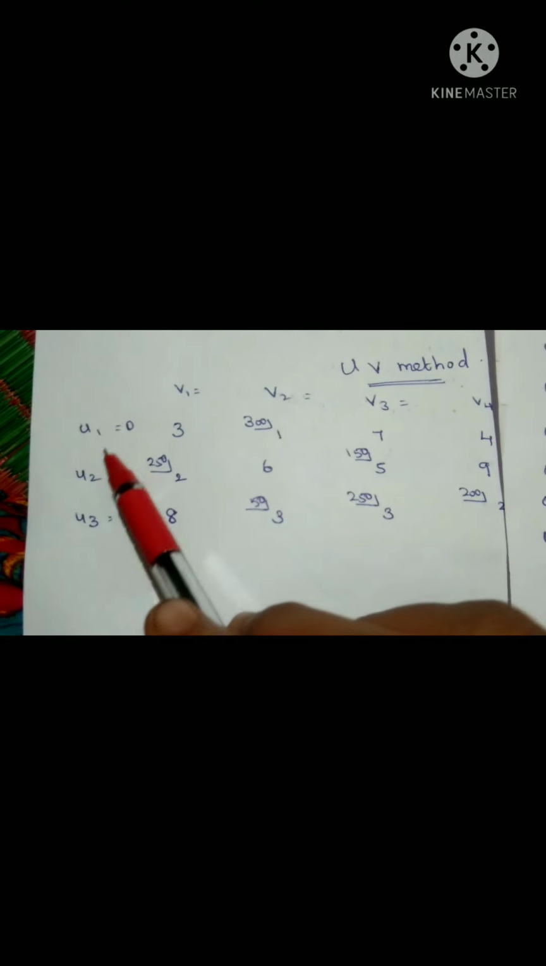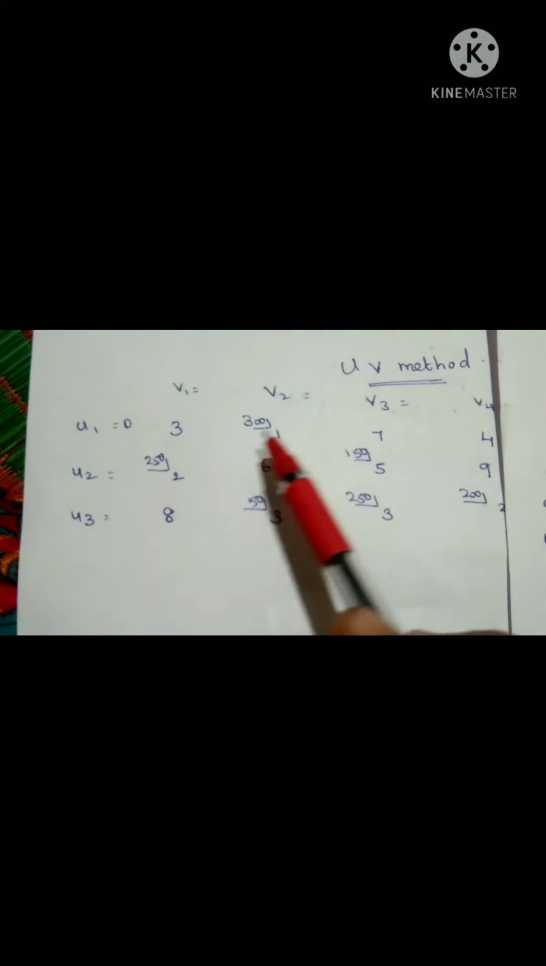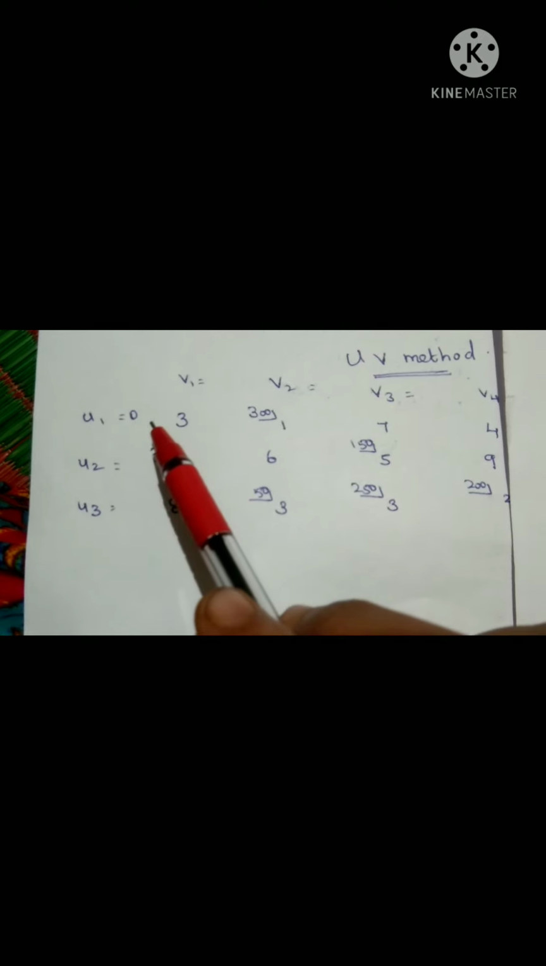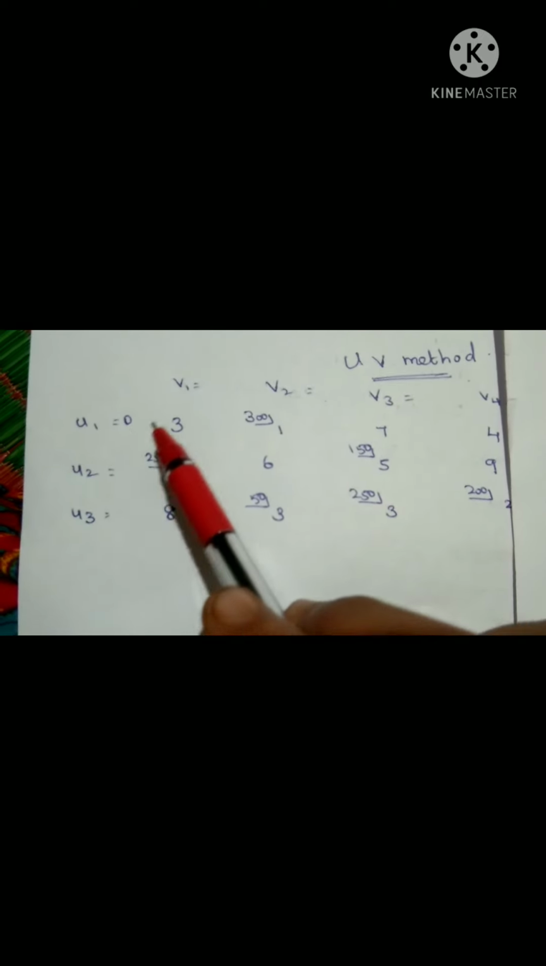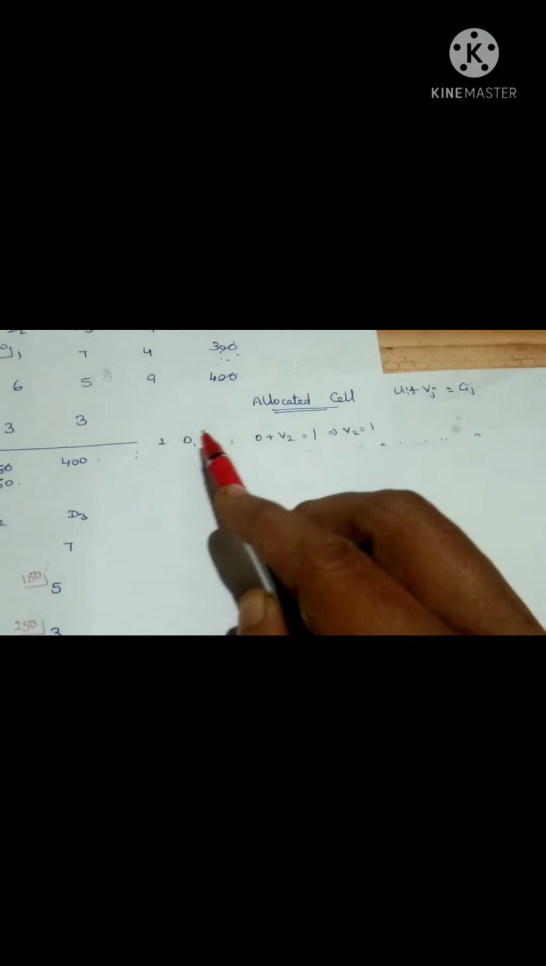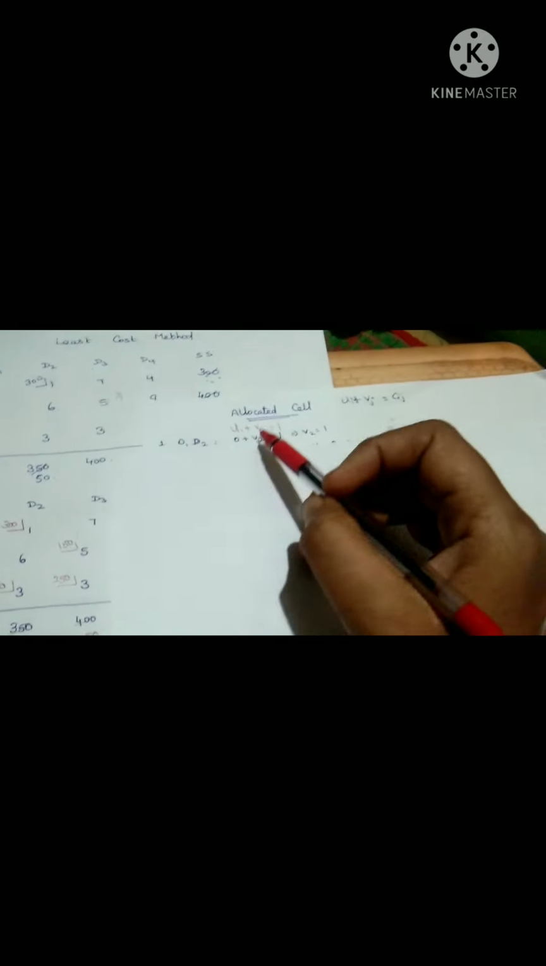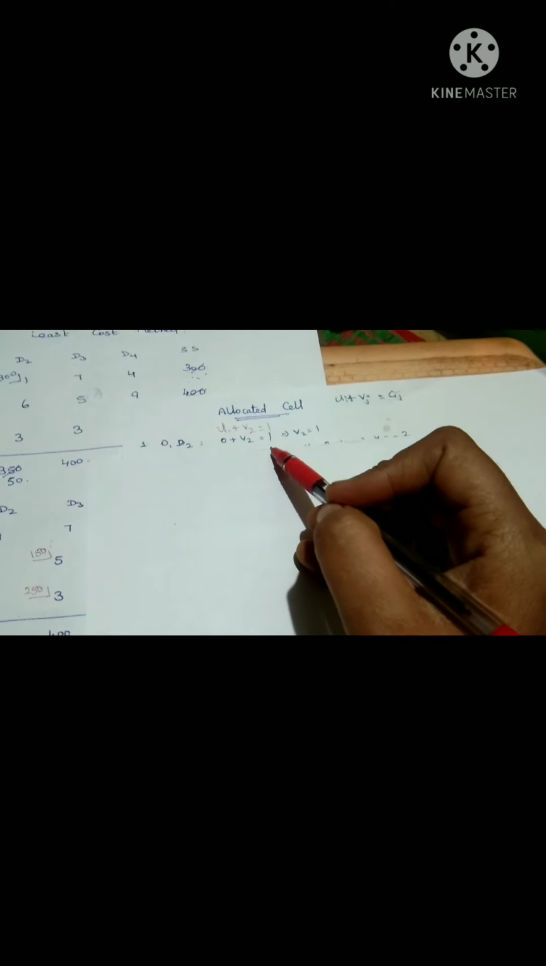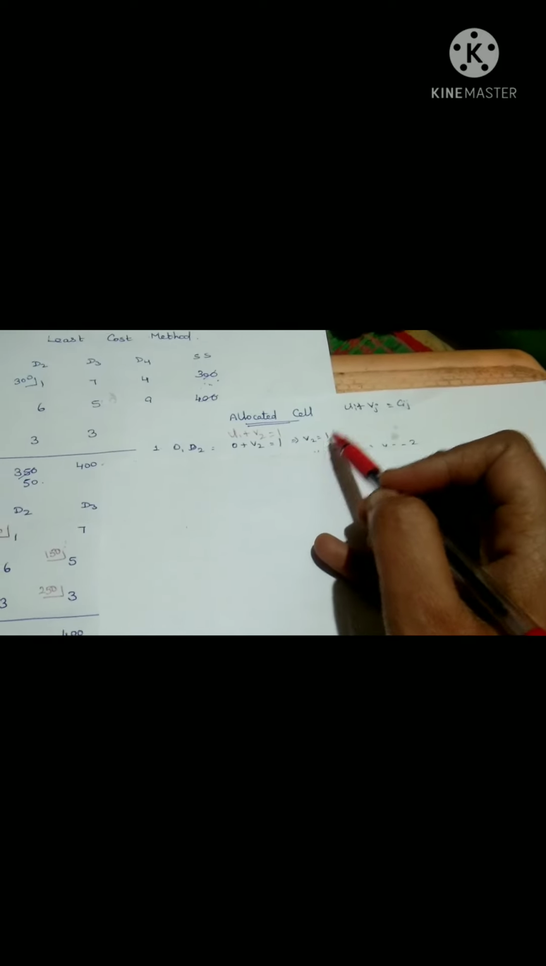So the first allocation here is u1 and v2. I am assuming u1 as 0. So u1 is 0 plus v2 is equal to 1. See here, the allocated cell is O1 D2. So u1 plus v2 equal to 1. So u1 is 0 plus v2 is equal to 1. So I am receiving 1.